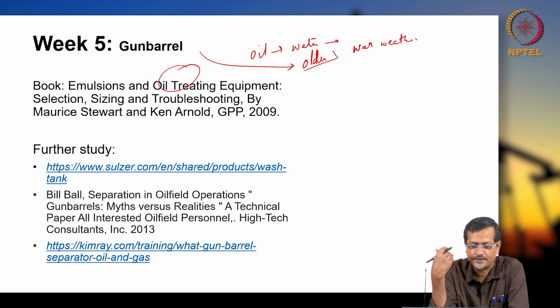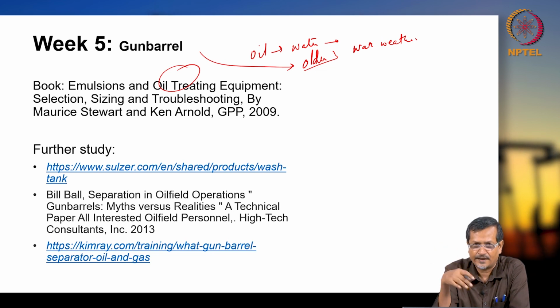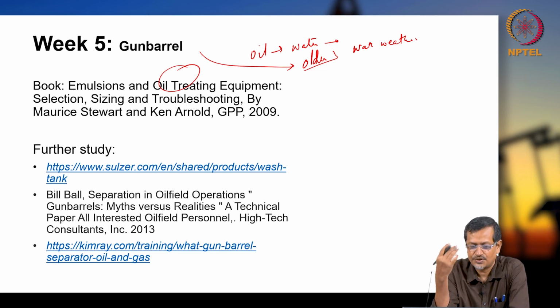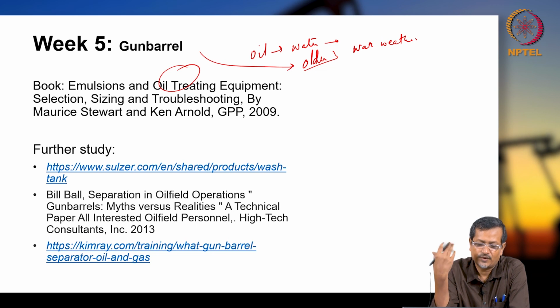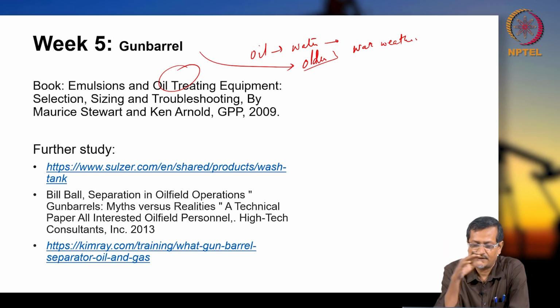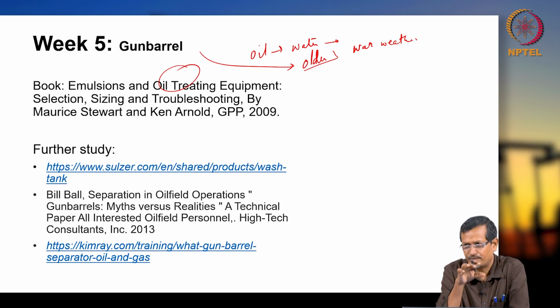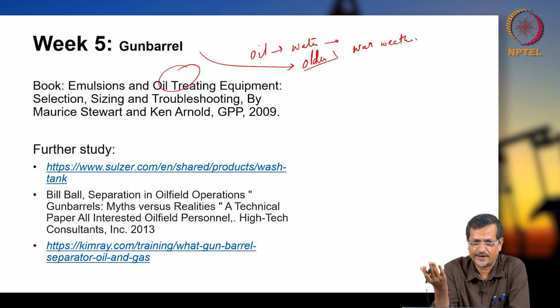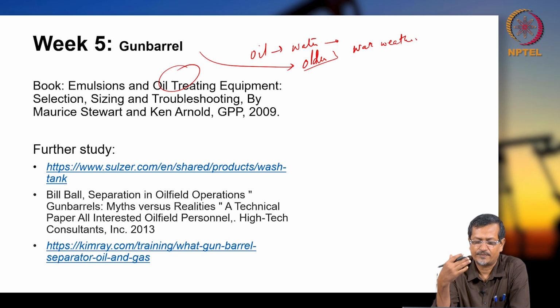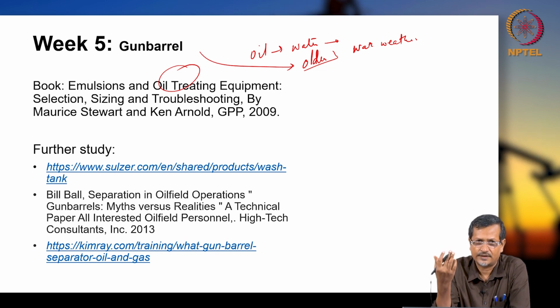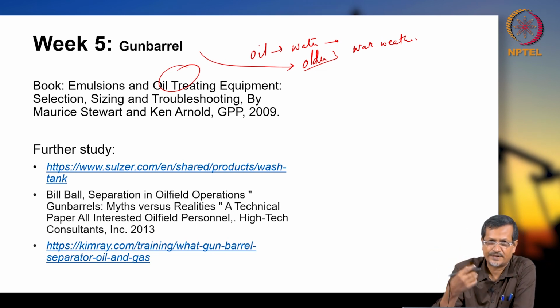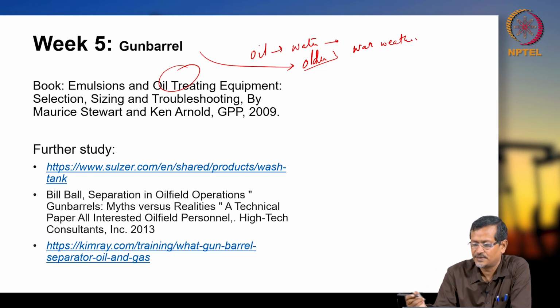If you are using gun barrel in a colder region, let's say the Arctic region, what happens is, because of low temperature the whole system is already cooled down and you want to increase temperature, so you have to give lots of fuel, so fuel cost will be higher. In that case gun barrel may not be efficient or economical. So you can normally use heater treater or a closed, compact system.